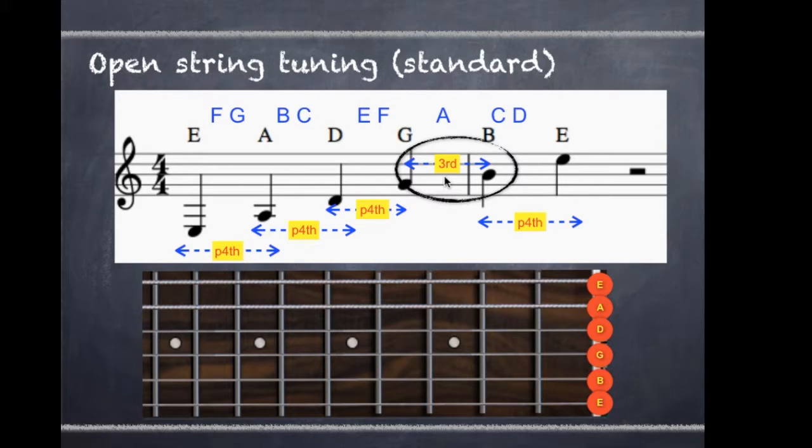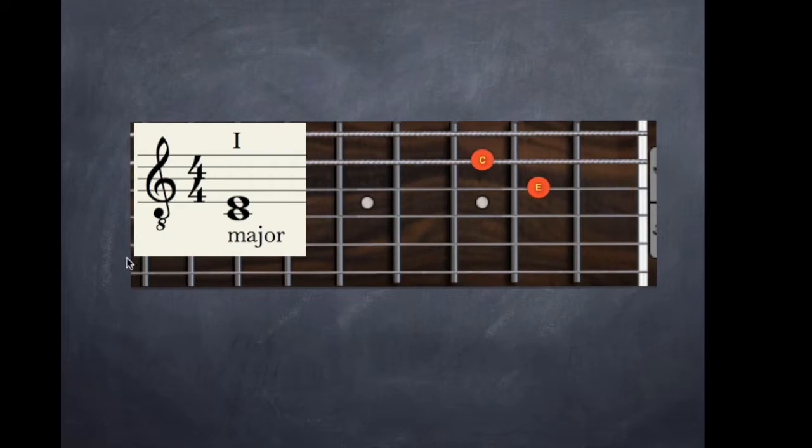Then we go from B to E. We get back to being a perfect fourth. So you could imagine that patterns will be consistent between these pairs of strings, those between E and A and D, D and G. But there'll be an inconsistency between G and B. Then we'll return to consistency between B and E. So this G to B string crossing can cause you a few mental problems, which we'll look at as we go through bit by bit.